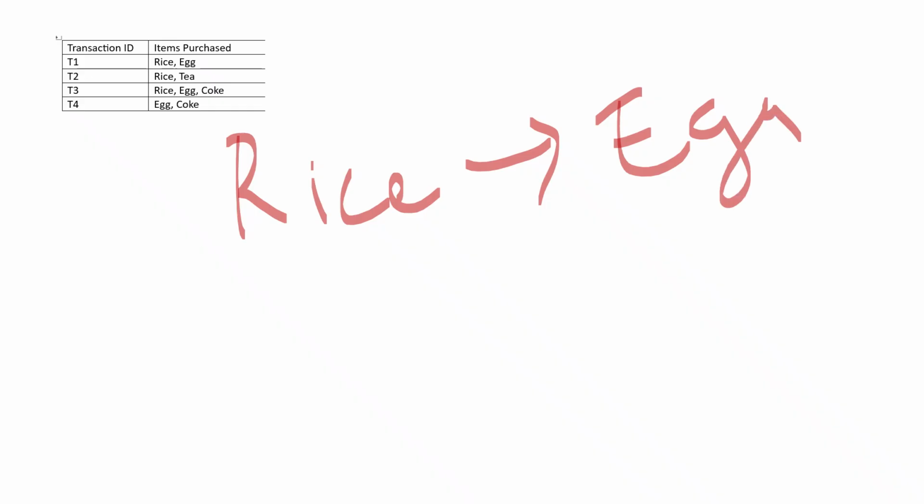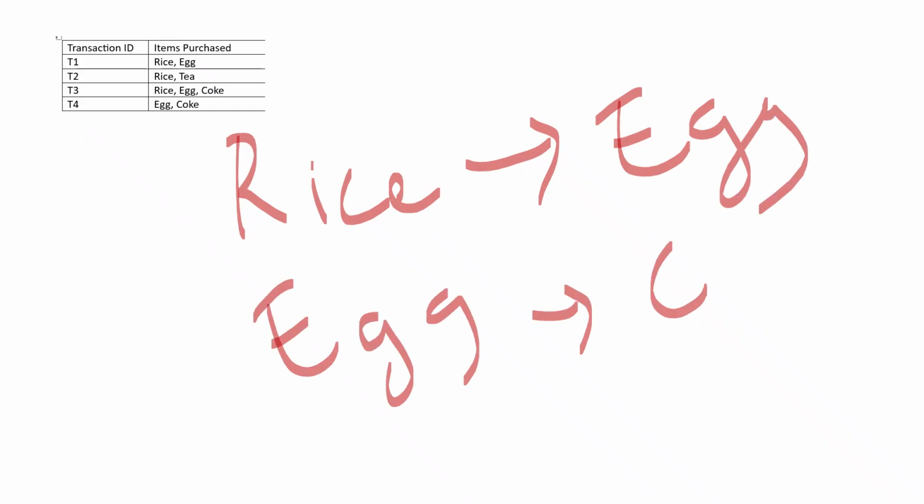Now we found the frequent items as per this example. So based on this, we can find the association. For example, we can also find if one person bought rice, there is a high chance of buying egg. If one person bought egg, there is a high chance of buying coke. So how to find this kind of association rule means we are having two additional parameters called support and confidence.